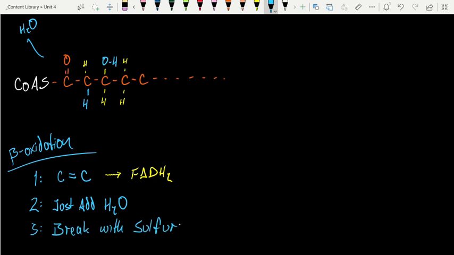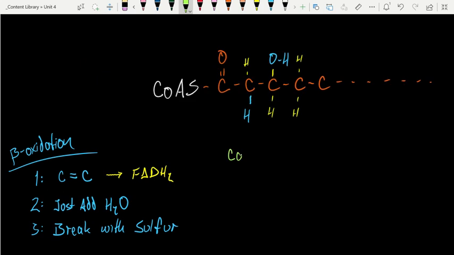All right, that brings us to our 3rd step, and we'll call it break with sulfur. A more technical term would be thiolysis, but whatever. We recognize, talking earlier about coenzyme A, the functional group on coenzyme A is sulfur. So let's move this fatty acid over, and we're going to bring in another coenzyme A.